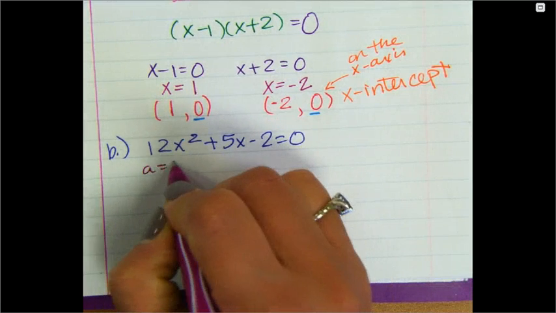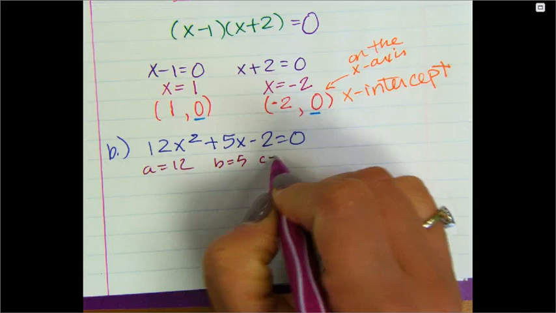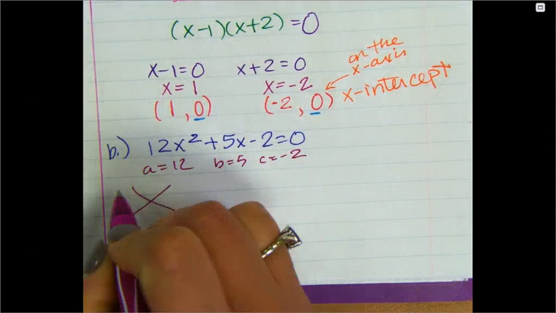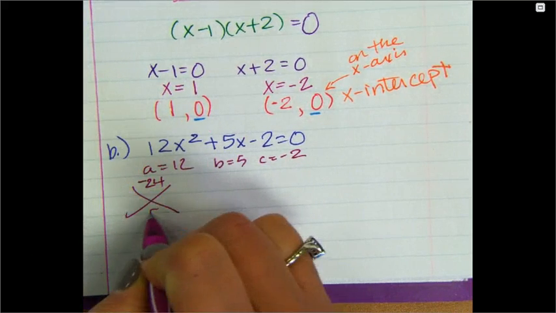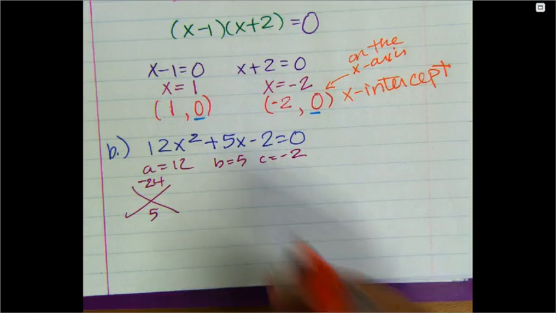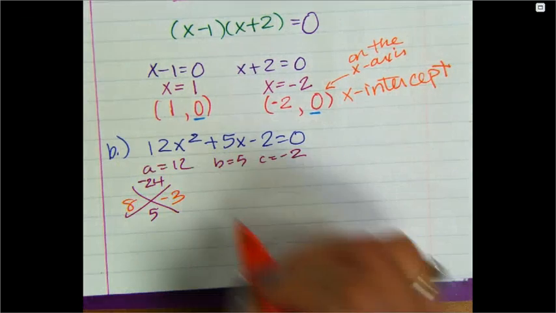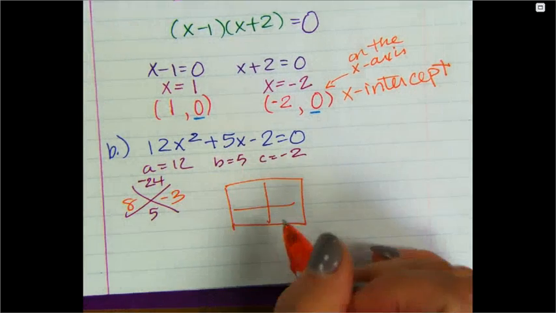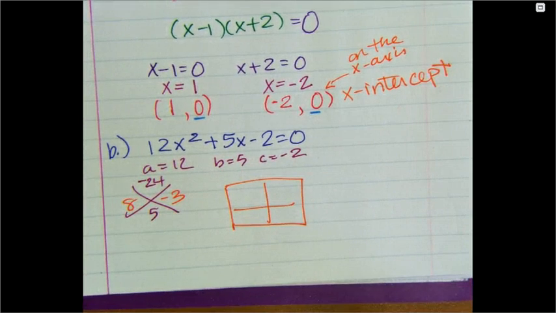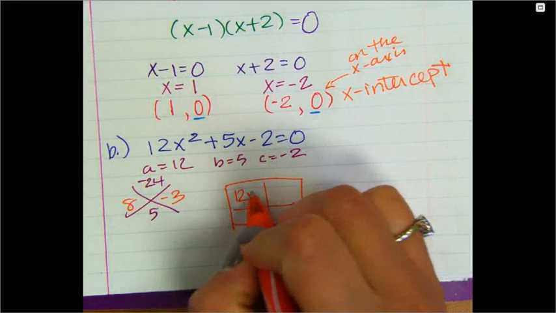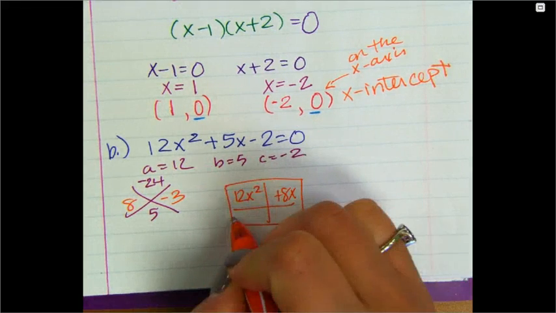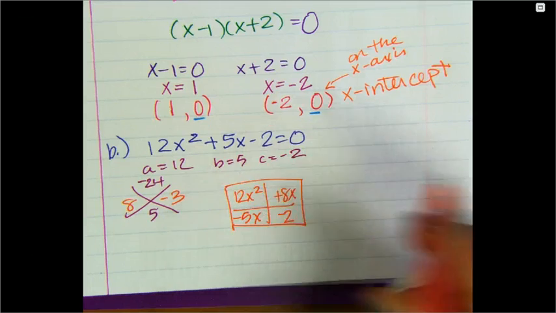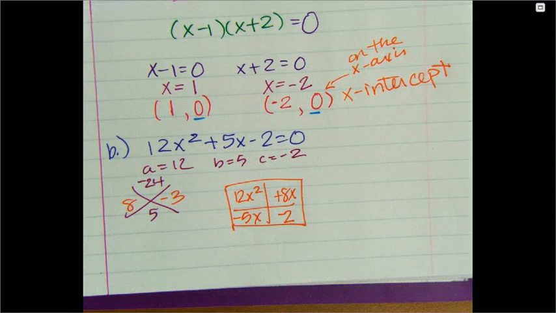A is 12, yes? B is 5, and C is negative 2. On top of the x is negative 24. On the bottom is 5. Your two side numbers are what? 8 and negative 3. Some of you are skipping the step of bringing down stuff, and then you're not putting it in the box correctly. I'd be careful. So this is 12x squared. This is positive 8x. This is negative 3x, and that's a negative 2. Yes? All right. Pulling out your GCF.